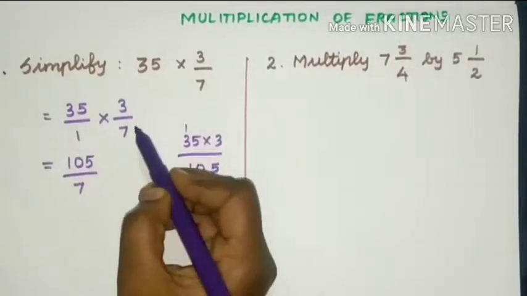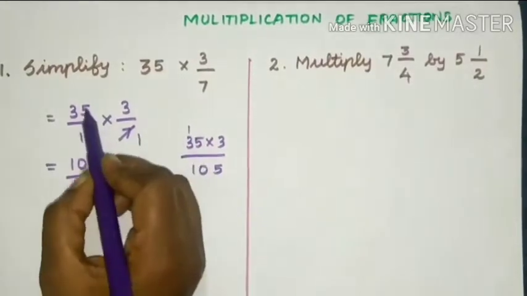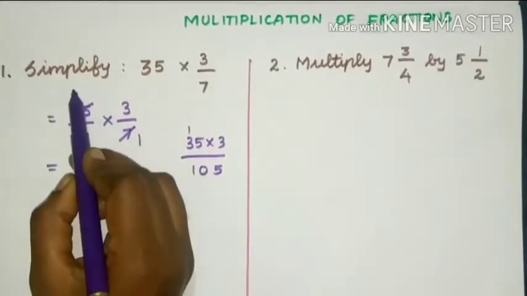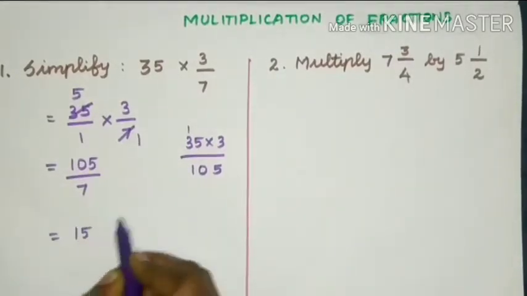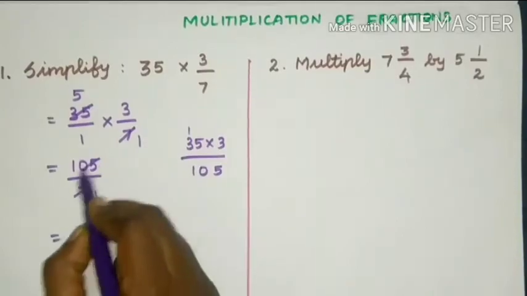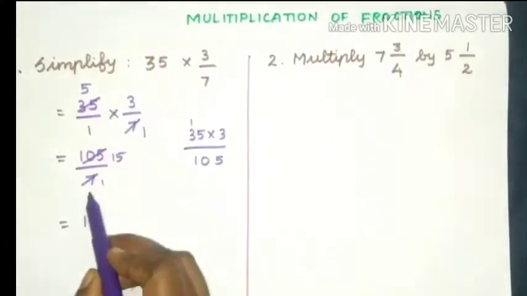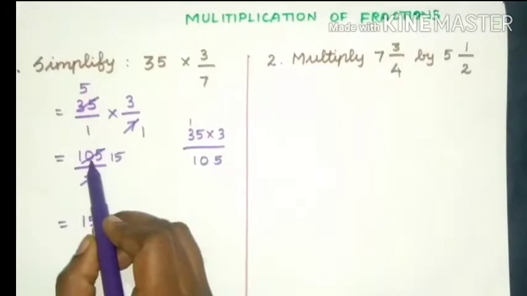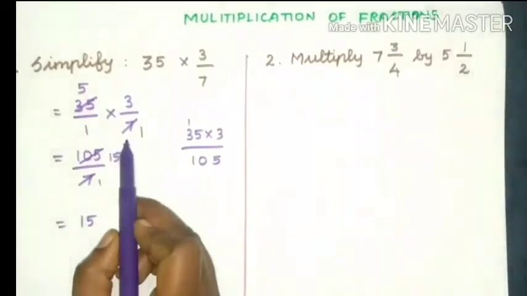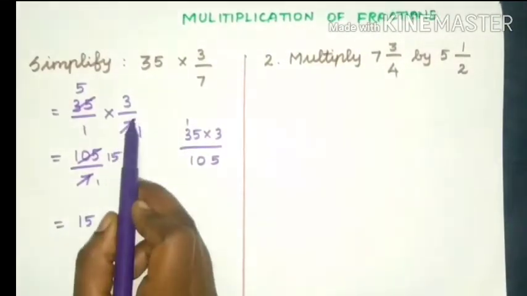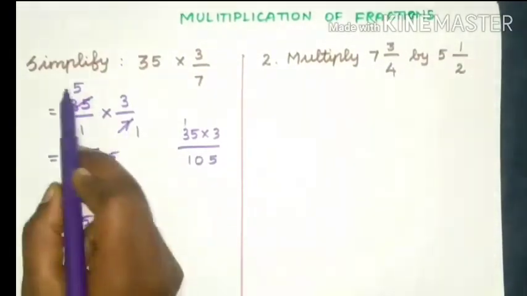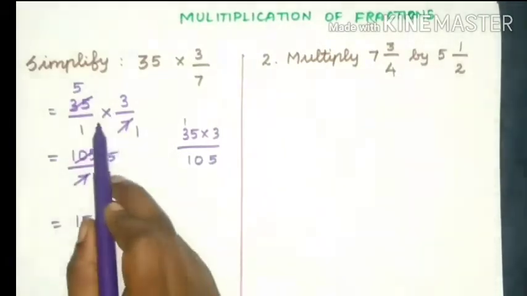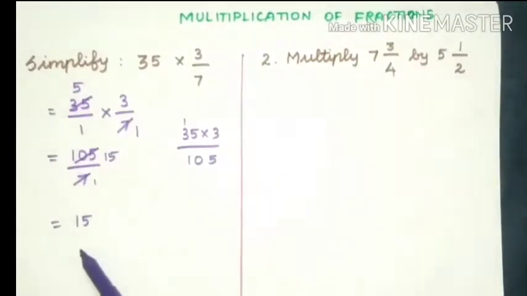Or else you can directly cancel the numbers. 7 1s are 7, 7 5s are 35. Then 5 3s are 15. By cancelling these two numbers, you will get the answer as 15. 7 1s are 7 and 7 15s are 105. This way is very easy, finding the answer by cancelling the numerator and denominator. 7 1s are 7, 7 5s are 35, then 5 3s are 15 and your answer is 15.